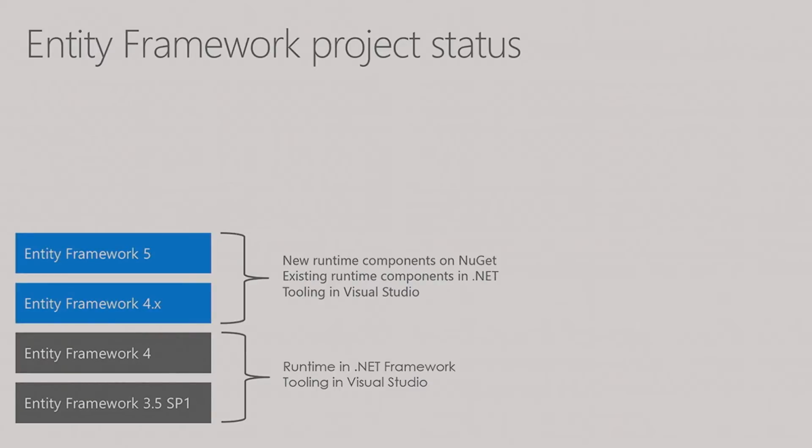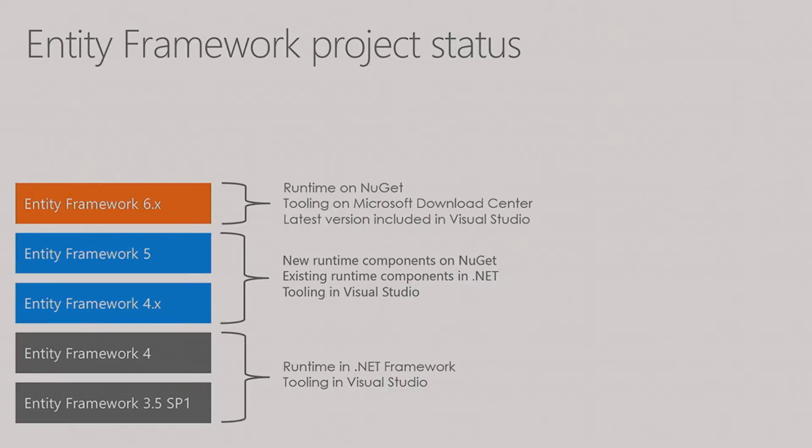After that, for EF4 and EF5, the new stuff that we were building in the runtime we put on NuGet. The core components that we had stayed in the .NET framework, and the tooling was still in Visual Studio. In EF6, we bit the bullet, and runtime was on NuGet, tooling was on Download Center, and every time we shipped Visual Studio, we would chain in whatever the latest version of those two things was. And Entity Framework Core is going to follow that same model. It's out of band, but you also get the latest version whenever you install or upgrade Visual Studio.